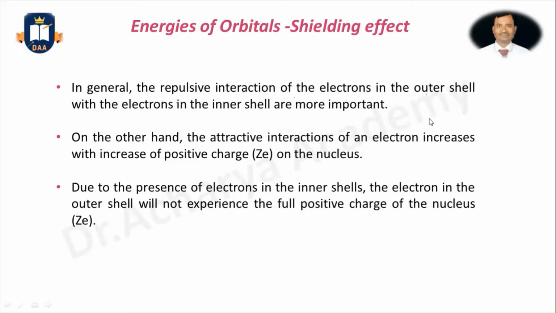That means the repulsive interactions which happen between the outer shell electrons and the inner shell electrons, that we'll consider now. The attractive interactions of electrons increase with the increase of the positive charge on the nucleus. We know it. The positive charge of the nucleus we generally symbolize by Ze, capital Z, small letter e.